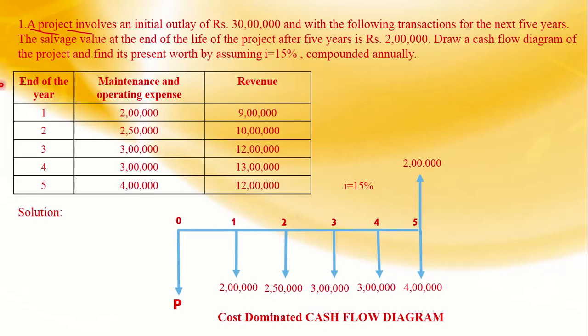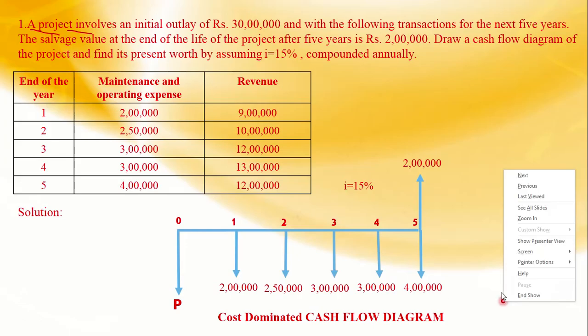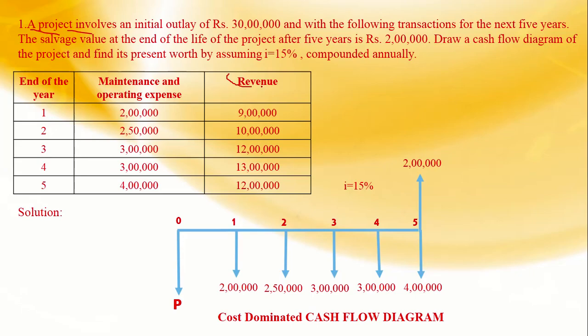We are given data from the question itself. It is the end of the year 1, 2, 3, 4, 5 for 5 years. Maintenance and operating cost expenses are given separately for 5 years, and revenue is given for 5 years. We are going to do separate cost dominated and revenue dominated cash flow diagrams. Let's solve one by one.